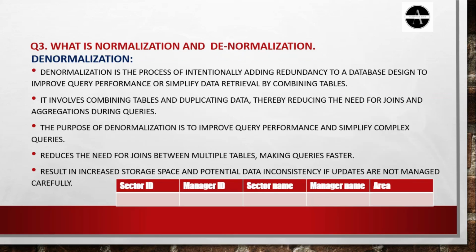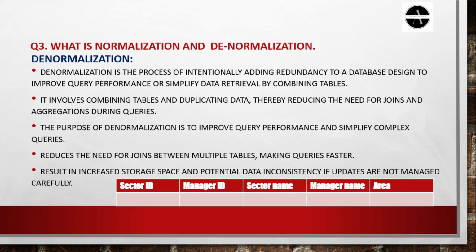Now denormalization is the opposite of normalization. Here you duplicate your data. It is a process of intentionally adding redundancy, meaning duplication, to a database design to improve query performance or simplify data retrieval by combining tables. Here we are combining the tables into a larger table. Okay, it is the opposite of normalization. It involves combining tables and duplicating the data, thereby reducing the need for joins and aggregation during queries. As we are combining the tables, we don't need to use joins and aggregation during the queries.